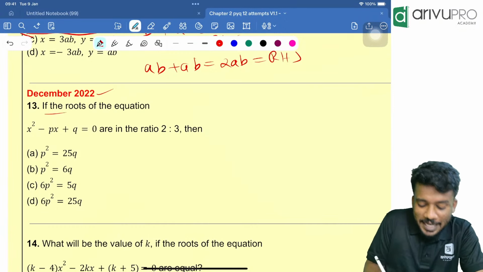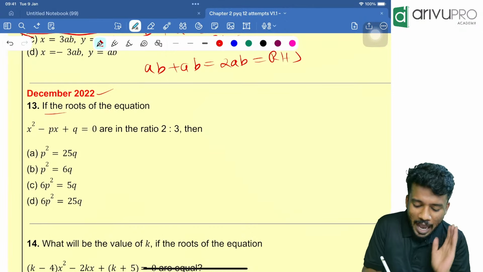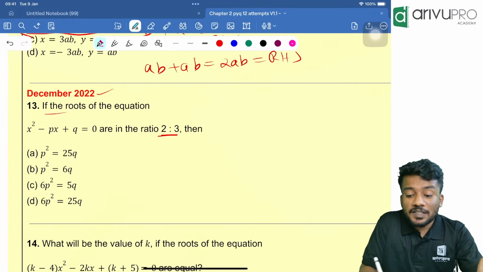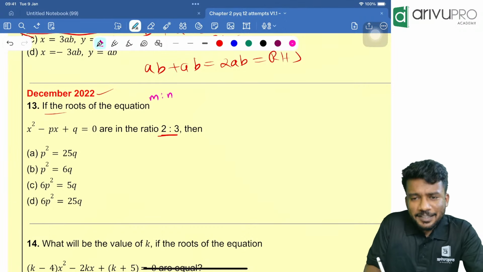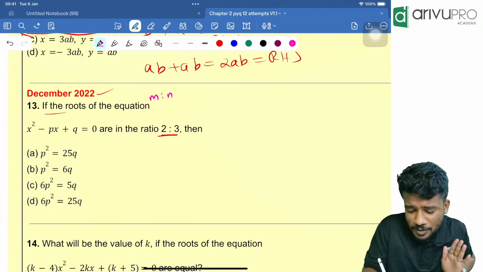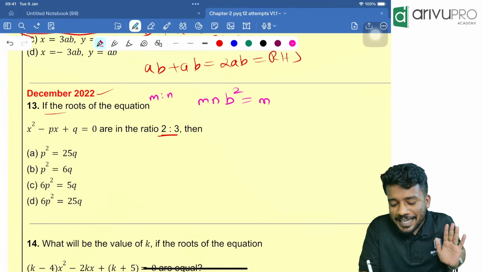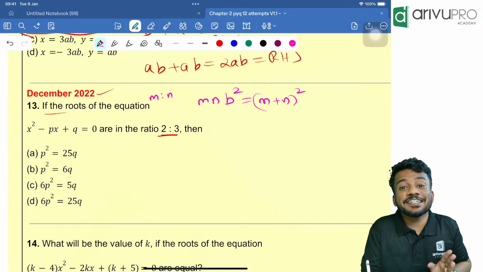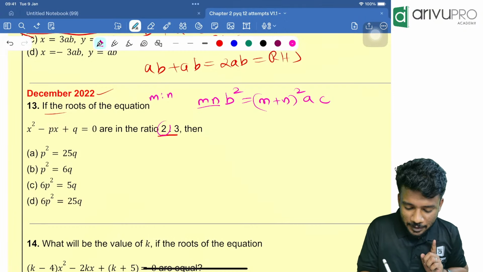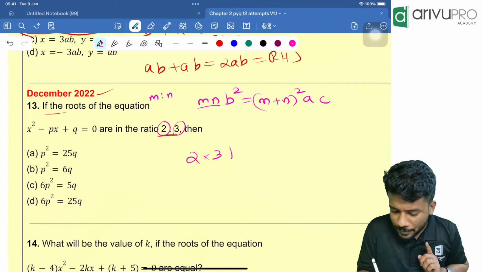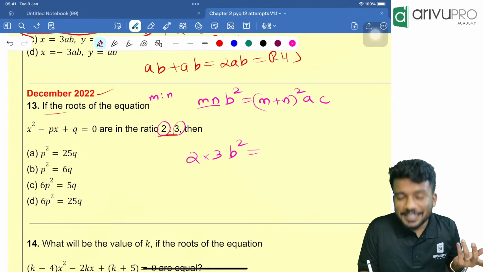December 22, first question. If the roots of the equation x square minus px plus q is equal to 0 are in the ratio, when two roots are in the ratio, what is the shortcut I told you? If m is to n is the ratio of the roots, what is the shortcut? mn into b square is equal to what? M plus n the whole square into AC. Got the point? mn is nothing but 2 into 3, b square. Then m plus n, 2 plus 3.